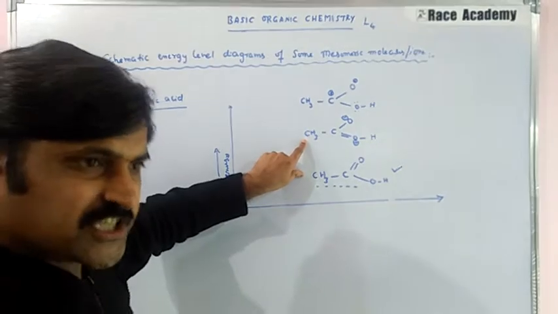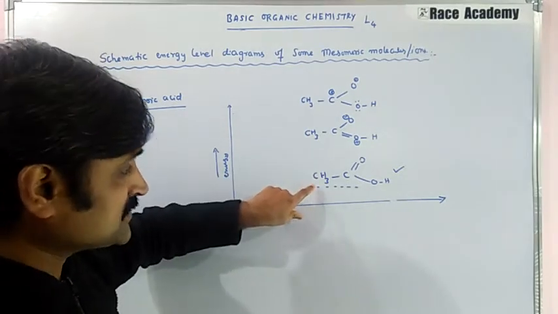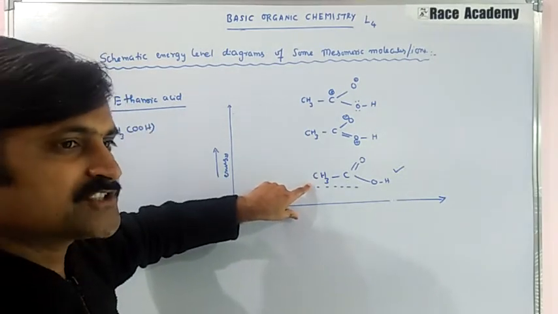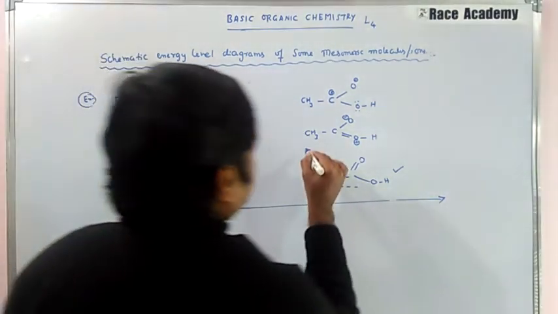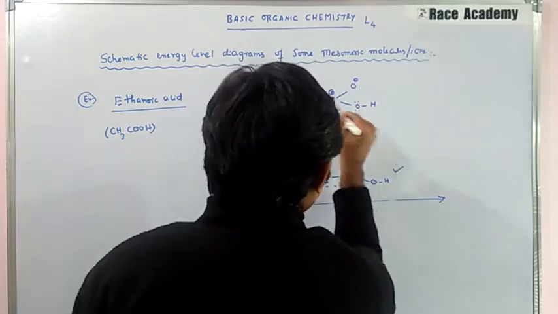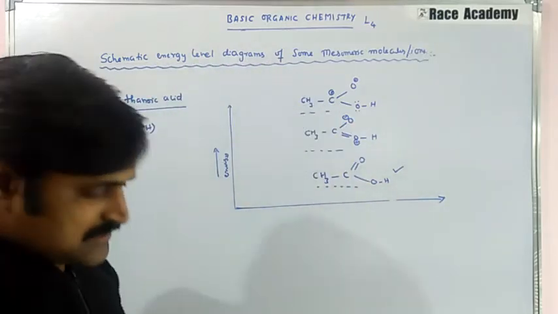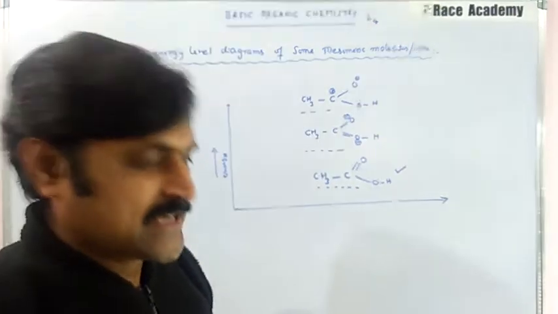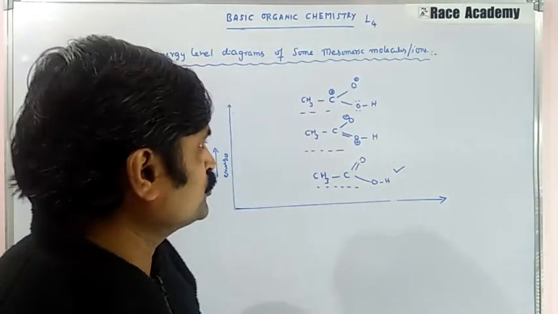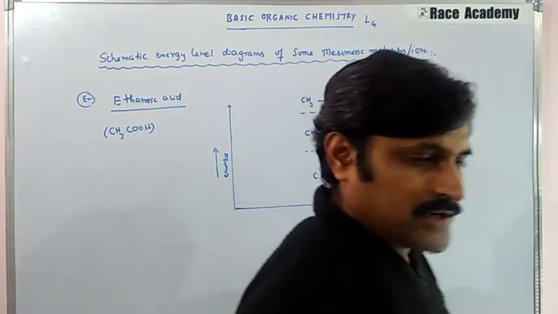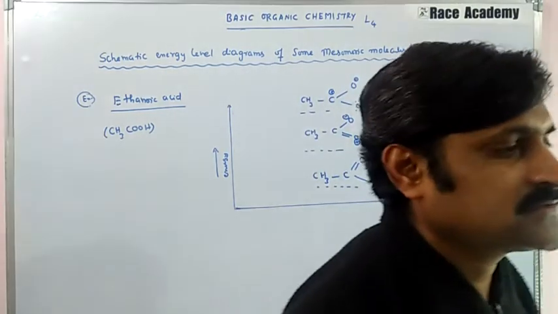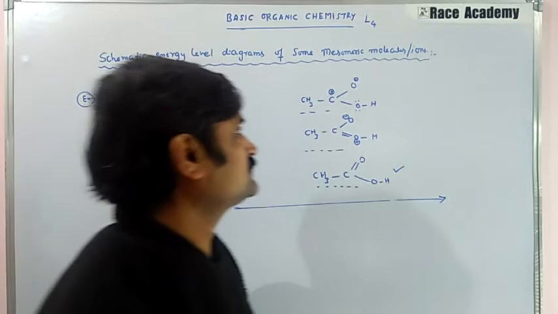this is also less stable than this type of structure, because charge separation is taken as the concept in understanding this energy level diagram. So these are the schematic energy diagrams of the mesomeric molecules and ions that we have discussed in this session. Okay.